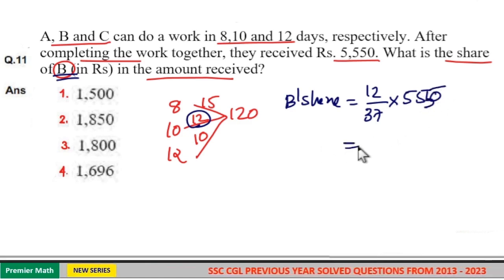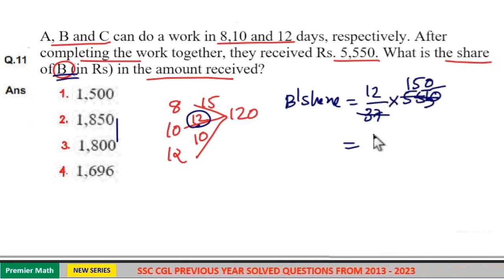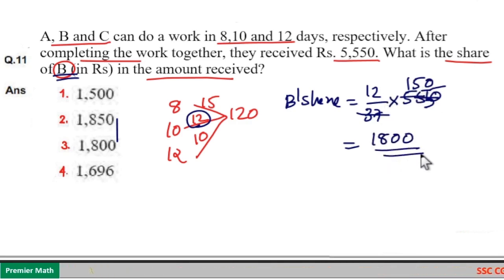Now don't approximate the value. We have two nearer values. 37 goes 1 time in 55, remaining 18. So 37 goes 5 times in 185, remaining 0. So 150 into 12 is equal to 1800. Option 3 is your answer.